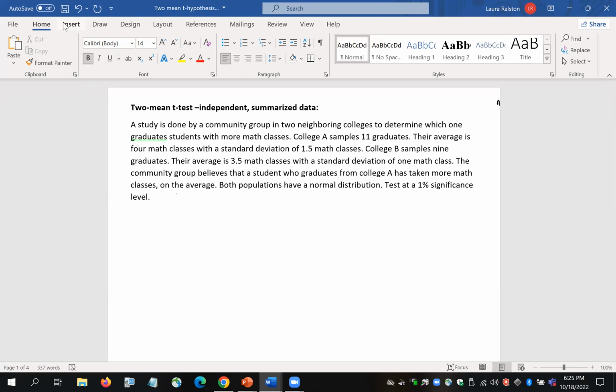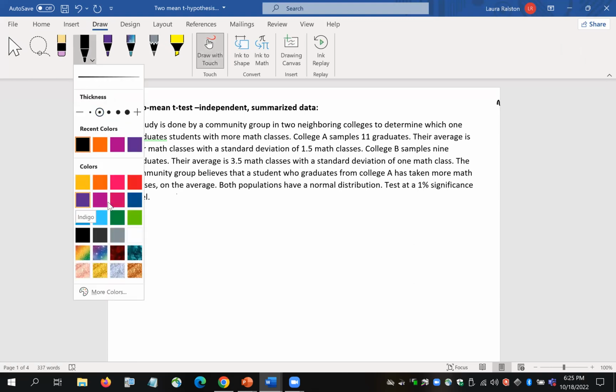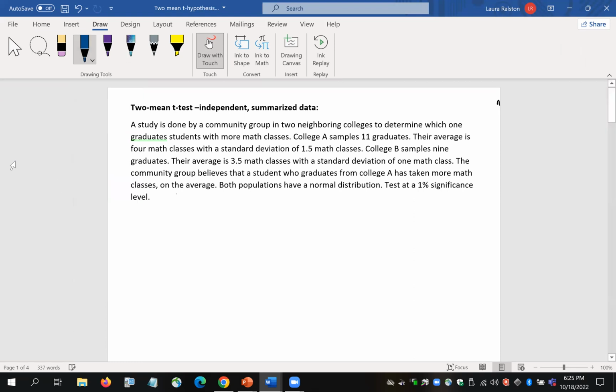Now, if I had not told you that this was a 2 mean independent t-test, and this was a question that you might see on your quiz 8 or on your final exam, you would have to be able to identify it. So a couple of things jump out at me as I read through this problem. One, it starts out talking about 2. So I've got 2 means or 2 groups. So I know that I have 2 populations.